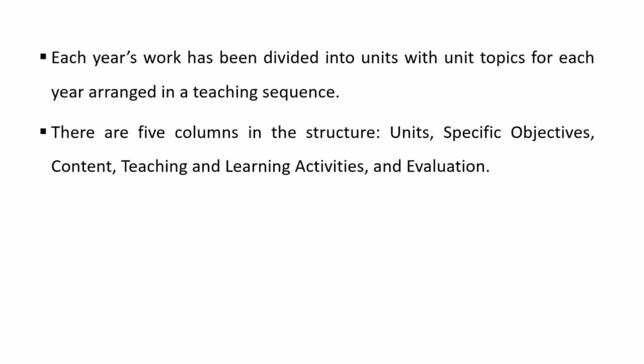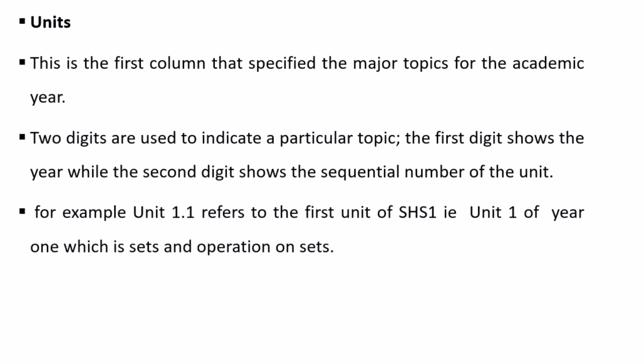Let's get into it. Each year's work has been divided into unit topics for each year, arranged in teaching sequence. So I'll explain further. There are 5 columns in the structure. The first one is units. Then the next column is specific objective. Column 3 is the content. Column 4 is the teaching and learning activity, that's the TLA. And column 5 is the evaluation.